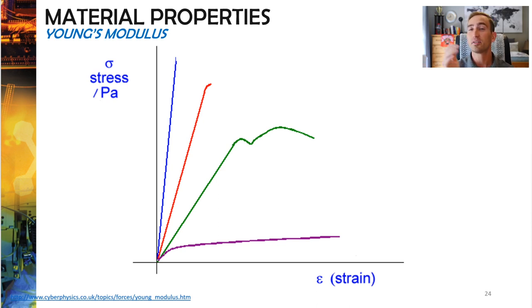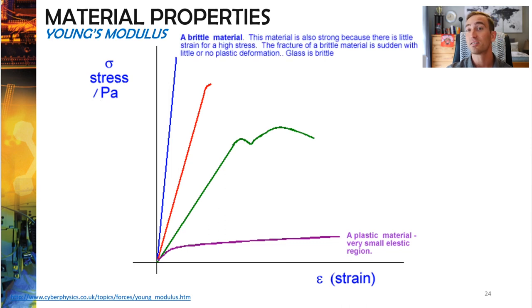So the purple material is actually the easiest one to think about first. And what that material is referred to is a plastic material. An example of that might be rubber. It takes very little force to stretch the material some distance. Now, what would be the opposite of a rubber? The opposite of rubber would be something like glass. And we refer to the blue slope as a brittle material, something that might be fairly strong, but doesn't deform at all and will break suddenly. So something like glass or peanut brittle or possibly ceramics.